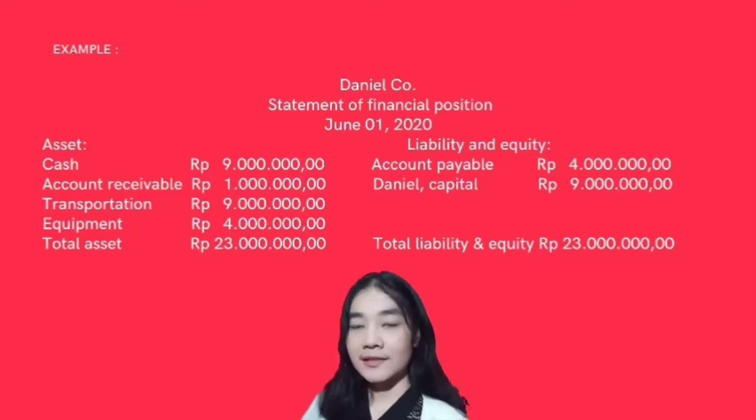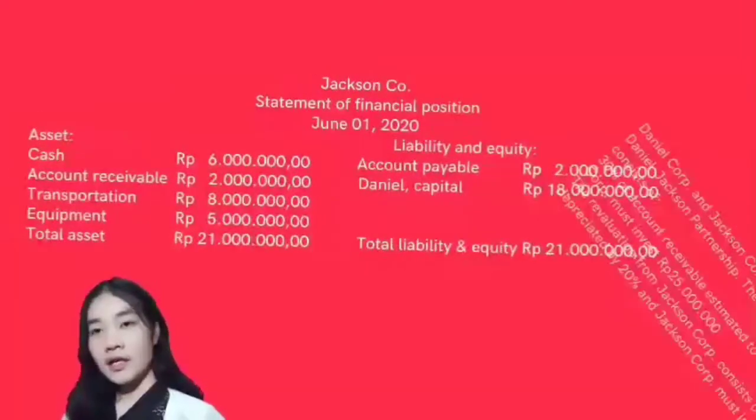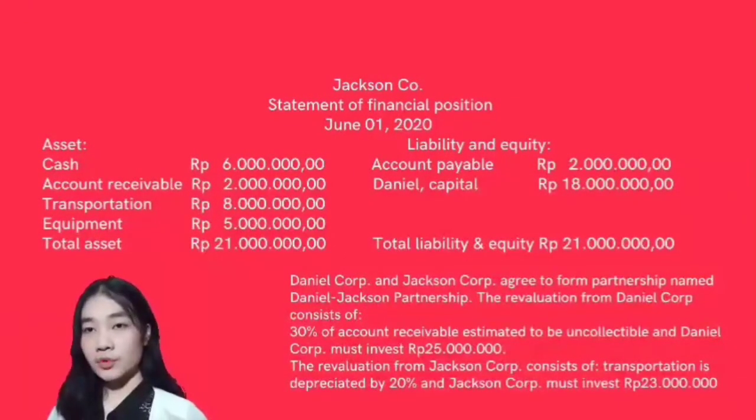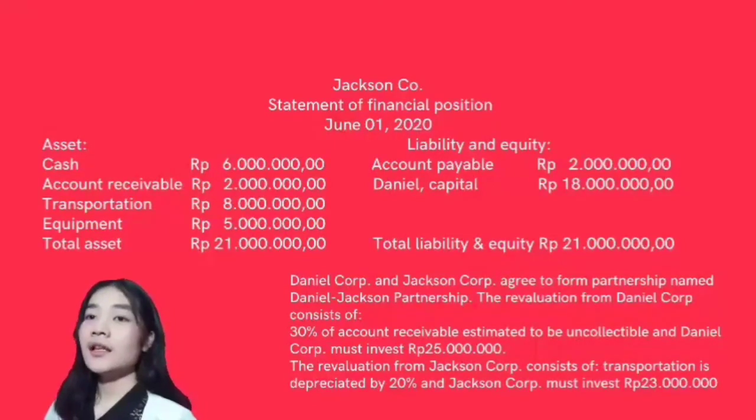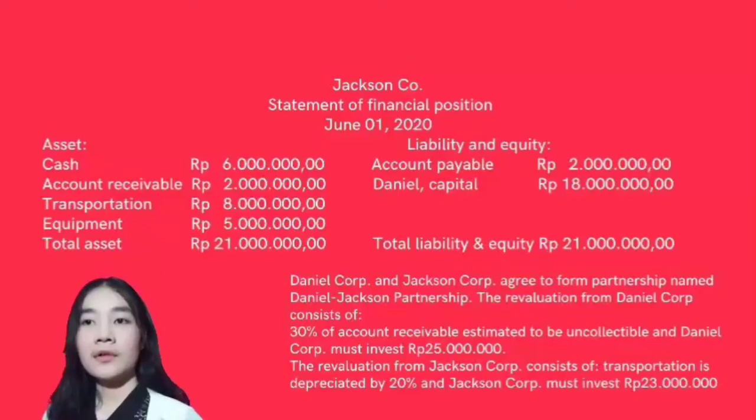23 million rupees. Then let us see Jackson Corporation. Statement of Financial Position, 1st June 2020. In assets, there are cash 6 million rupees, account receivable 2 million rupees, transportation 8 million rupees, equipment 5 million rupees, and total assets 21 million rupees. And the liability and equity: account payable 2 million rupees and Daniel Capital 18 million rupees, and the total liability and equity 21 million rupees.